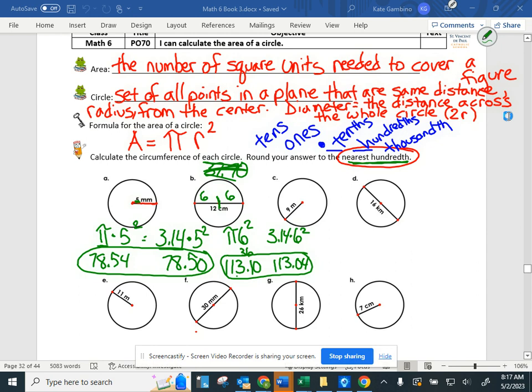I haven't decided yet. I want you to get in the habit of doing correct math, so that way when we get into pre-algebra next year, we're in the habit of doing things the correct way.